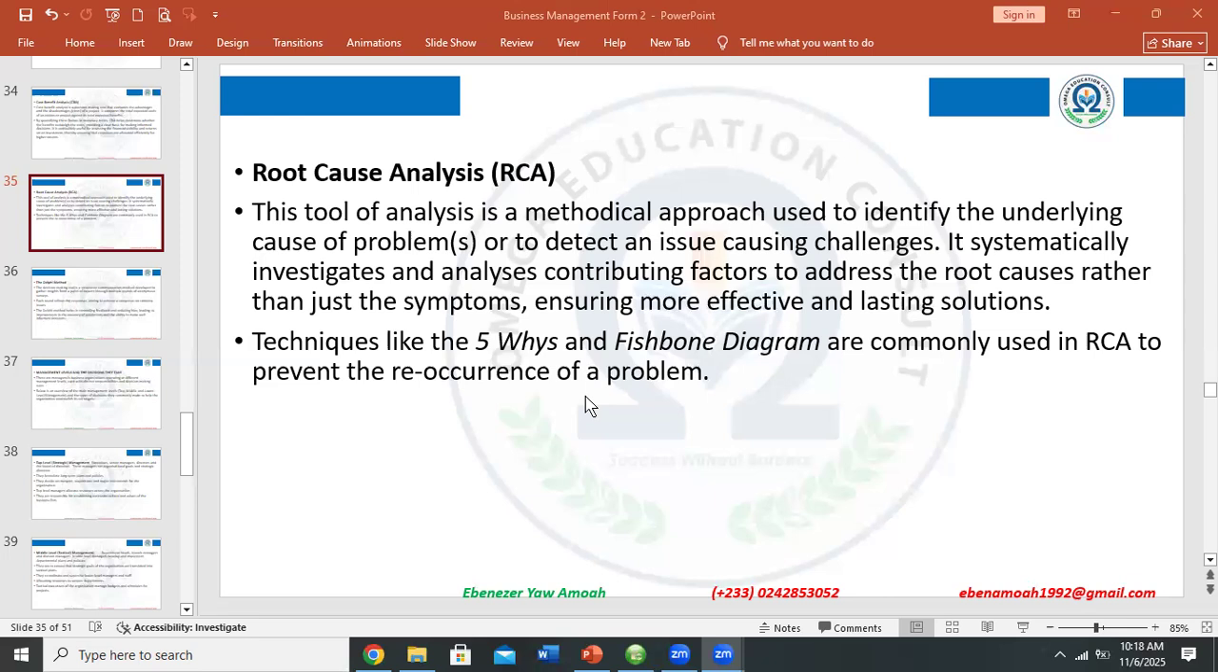For example, the first problem is the business is making a loss of 50,000 Ghana cedi. Then we ask why? Because they didn't make enough sales. We ask again, why? Because the production department didn't produce enough. We ask another why? Because they didn't have sufficient raw materials. So you see that as you ask, by the time you ask the fifth why, you would get to the root cause of the problem.